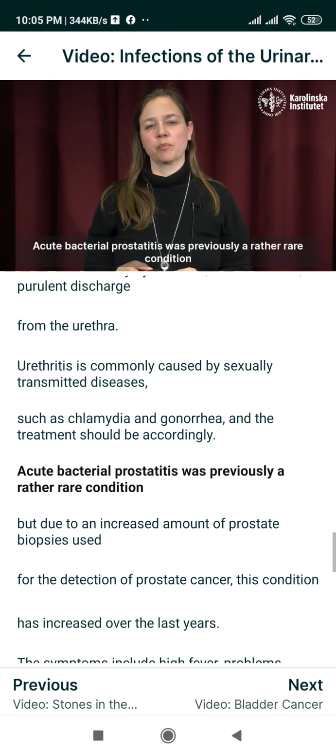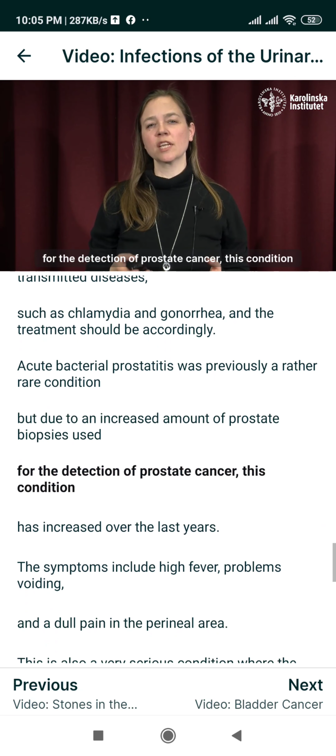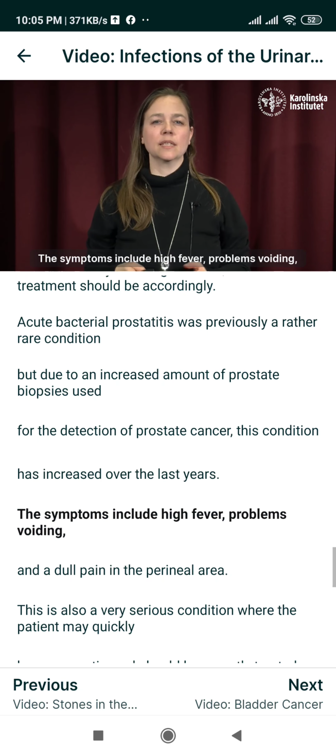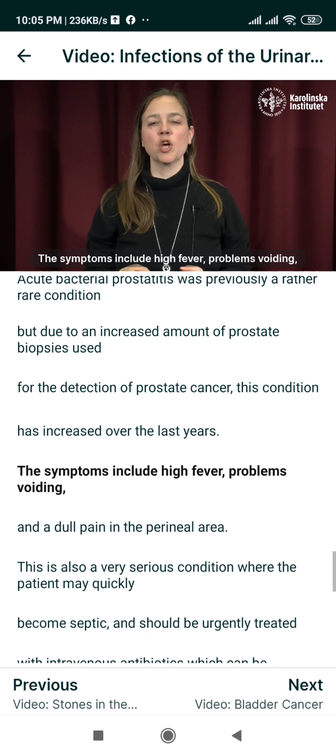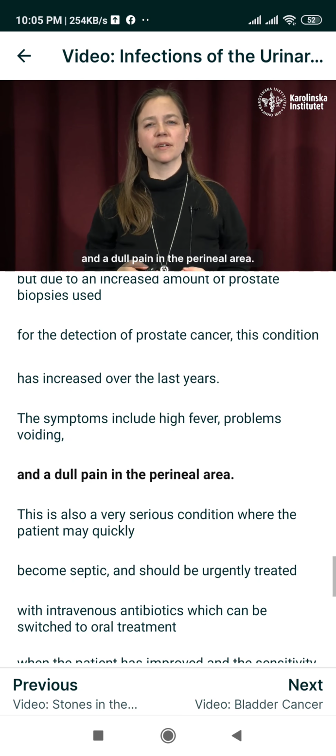Acute bacterial prostatitis was previously a rather rare condition, but due to an increased amount of prostate biopsies used for the detection of prostate cancer, this condition has increased over the last years. The symptoms include high fever, problems voiding, and a dull pain in the perineal area.